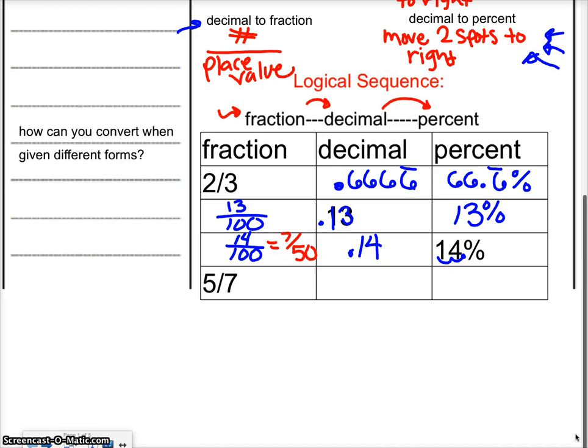Okay, 5/7. Turn it to a decimal. I'm going to go 5 divided by 7, which is a big number. I'm going to just round it to the nearest thousandth. So it's going to be 0.714, approximately. It's a bigger number than that. Then to convert it from the decimal to percent, I just move the decimal over 2, and I get 71.4%.